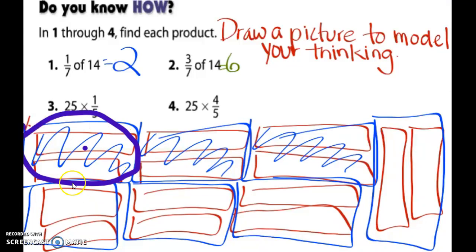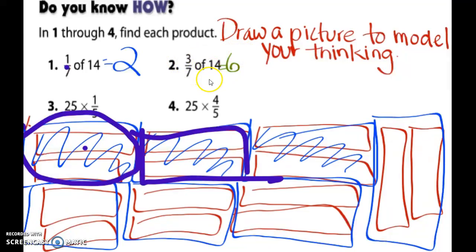So I drew 14 little red boxes here, as you see, and then I'm going to put them in groups of 7, as said right there. So I did that by drawing the blue box around them. And when we do that evenly, you can see that we end up with 2 in each box. So 1/7 of 14 equals 2.